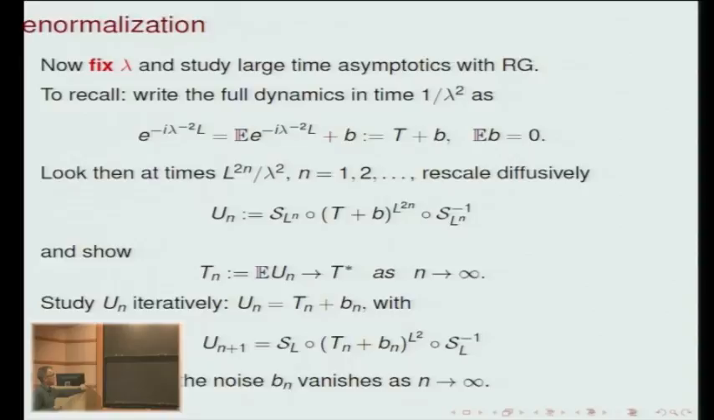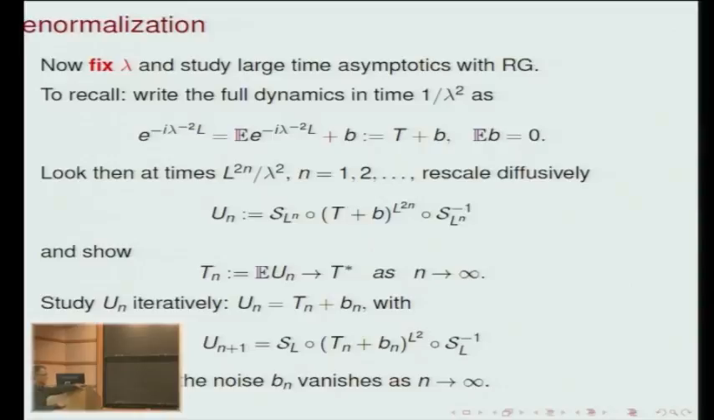So what am I supposed to do? I'm supposed to fix lambda and study the long-time asymptotics. So to remind you what we were doing, let me look at just one timescale, 1 in the kinetic timescale. So I look at time 1 over lambda squared unitary evolution, and I split it into two, namely its expectation, the trace over the environment of this operator, plus then the fluctuation. And now I'm supposed to look at this in longer time scales, so in units of the kinetic time scale. So I want, and let me take them exponentially.